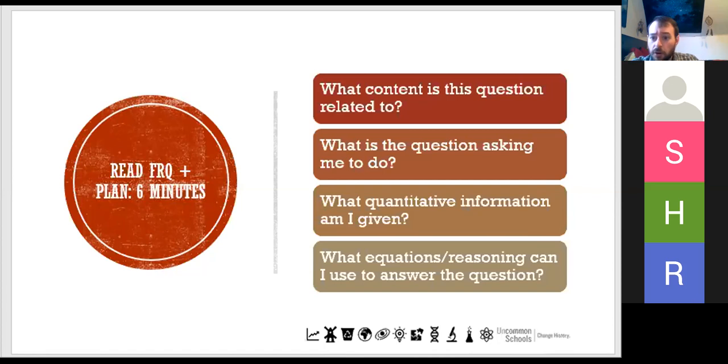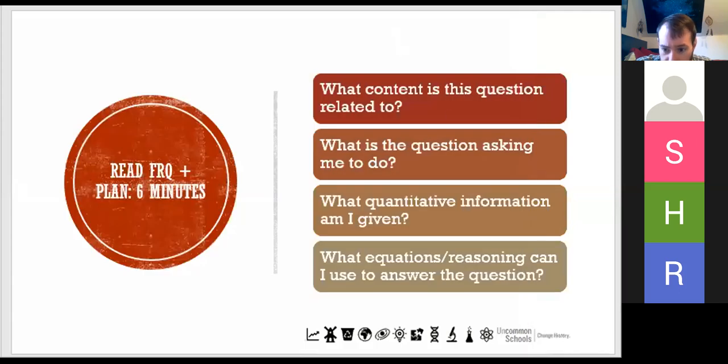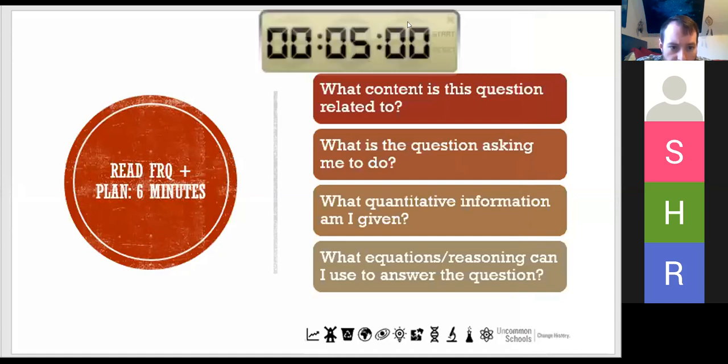You can take a look at the FRQ in your Google document. We're going to take 6 minutes to read and plan on a separate piece of scratch paper. I'm going to set a timer for that. Great. We'll come back together in, say, 5 minutes, 30 seconds.